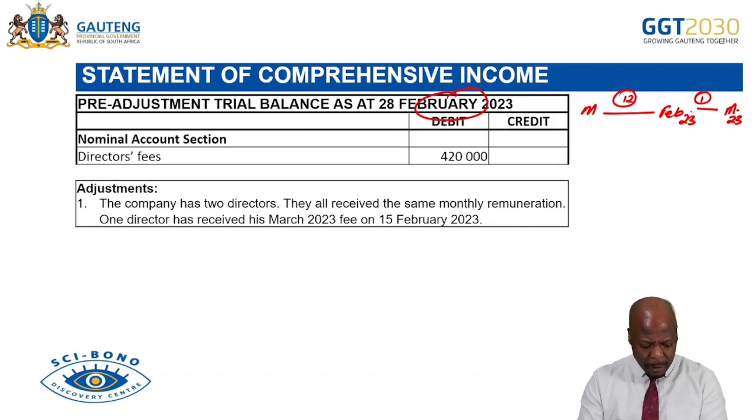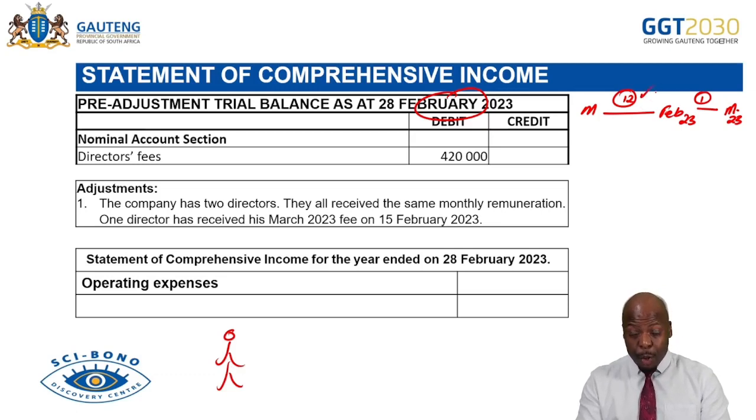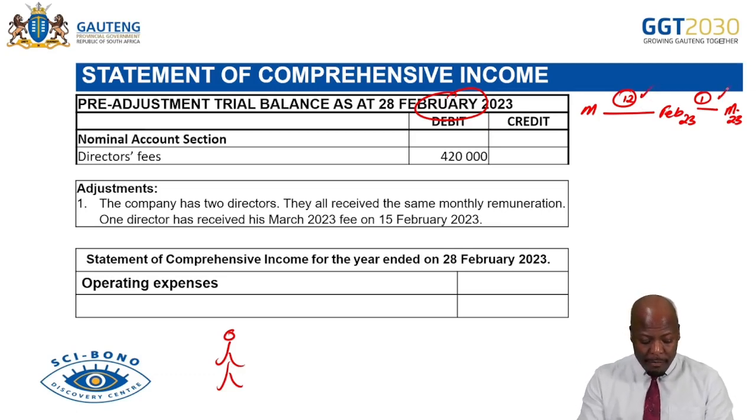Let's break it down nicely. We know that we're going to show it in the statement of comprehensive income. It's an expense. So here's director number 1. With director number 1, he has received his March 2023 fees. That means he has received for his 12 months and one more month in extra. That means this director has received for how many months? For 13 months.